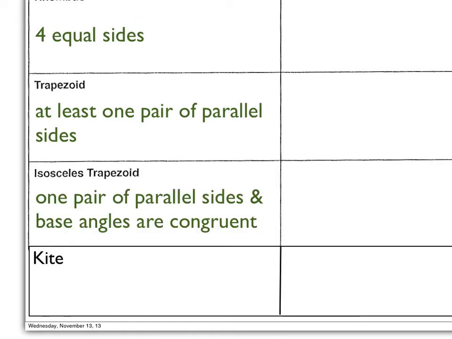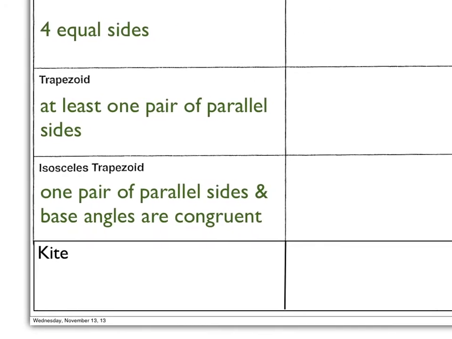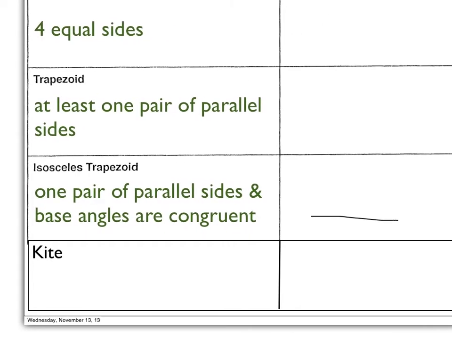So an isosceles trapezoid, when you draw it, has to have that pair of parallel sides, which is rather difficult to do on the iPad. But then these angles down here need to also be congruent, giving it that Pizza Hut sign look. Okay, because what it also ends up making true, those base angles being congruent, is that these sides are congruent as well. Those non-base, non-parallel sides are also equal. Okay, so that's an isosceles trapezoid.